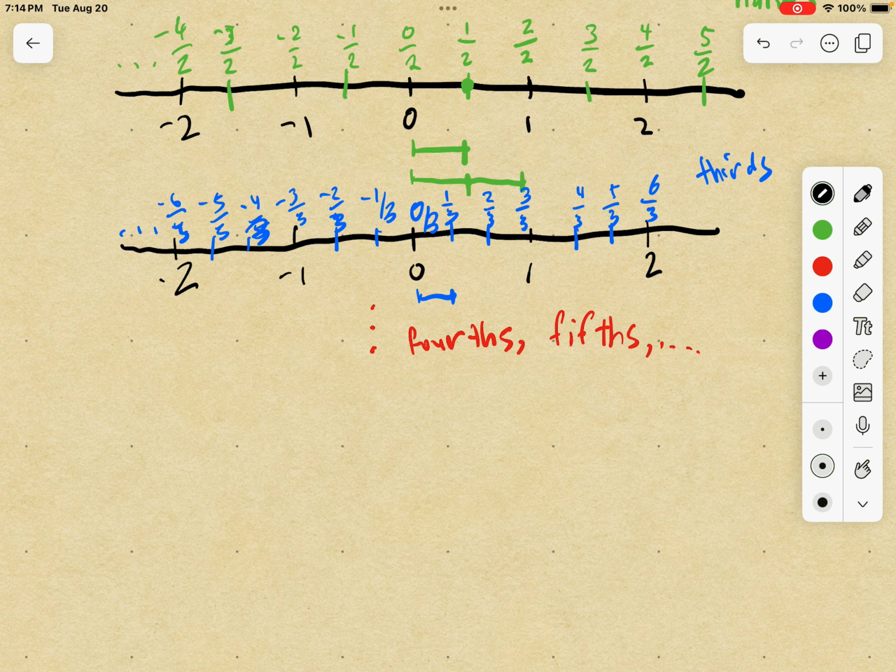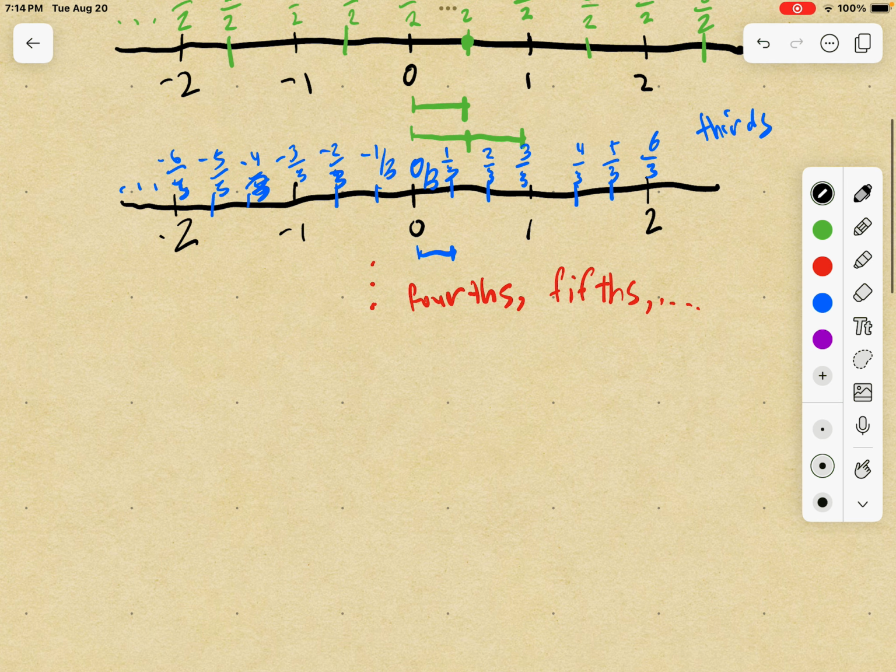Okay, so let's talk about adding fractions. Well, before we talk about that, there's a very important fact about fractions, which is that any fraction can be written in multiple different ways. If you have something like 1/2, I split 0 to 1 into two pieces, each is length 1/2.